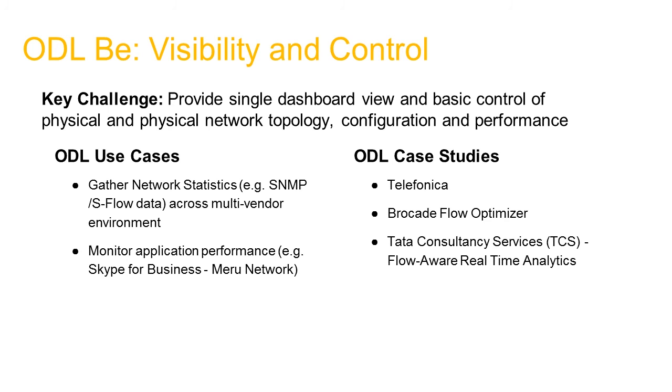Visibility and control is really trying to have a single way to look at what's going on in your network. I mentioned the Brocade Flow Optimizer in the context of network optimization, but you could definitely see it this way, as a way to get a better view of what's going on in your network and how to react to it. We also have some users in the form of Telefonica working on things in the space, as well as some service providers, really consultancy providers, providing similar tools. So this is OpenDaylight being used as an NMS.